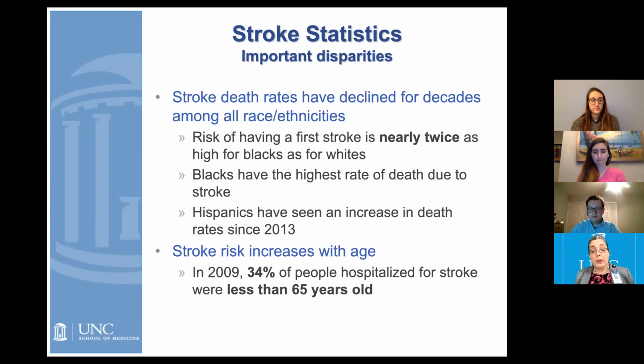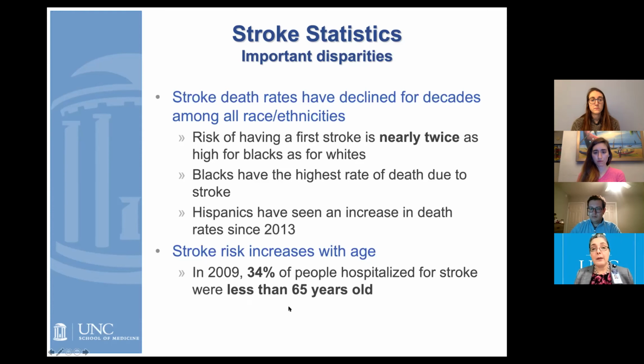We do know that stroke risk increases with age. In 2009, about 34% of people hospitalized for stroke were under 65. And that mirrors some of the data that we see with obesity rates and diabetes rates. What I wanted to point out is that these higher rates in different ethnic backgrounds and different races is something that's existed for a long time and is something we've been studying for a long time. We don't completely understand it, but it's something that will undoubtedly have a tremendous impact in research coming up in the next decade.